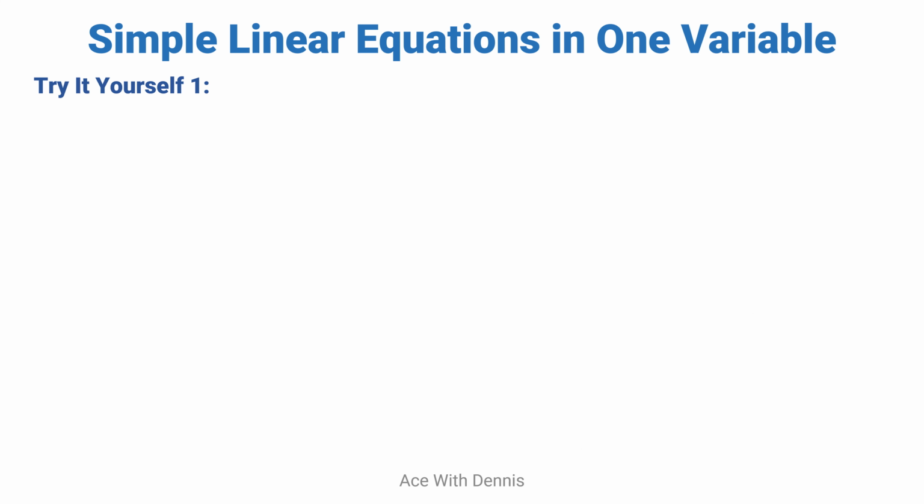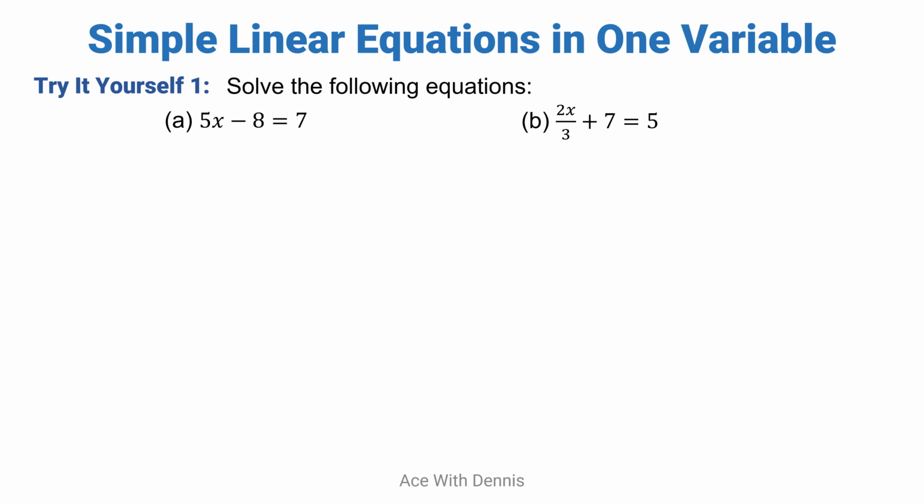Now let's try it yourself. Solve the following equations. A, 5x minus 8 equals 7. B, 2x over 3 plus 7 equals 5. C, 4 minus 7x equals negative 17. And D, 2x over 9 plus 5 over 7 equals 6. You can pause the video and try to solve it yourself.